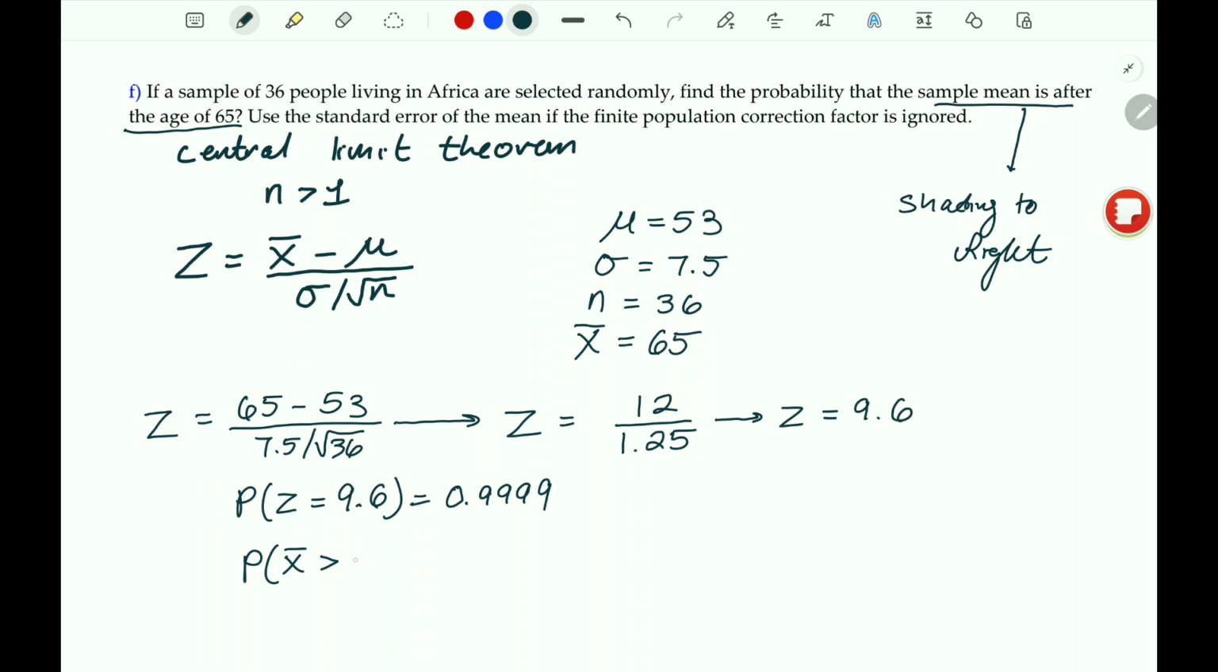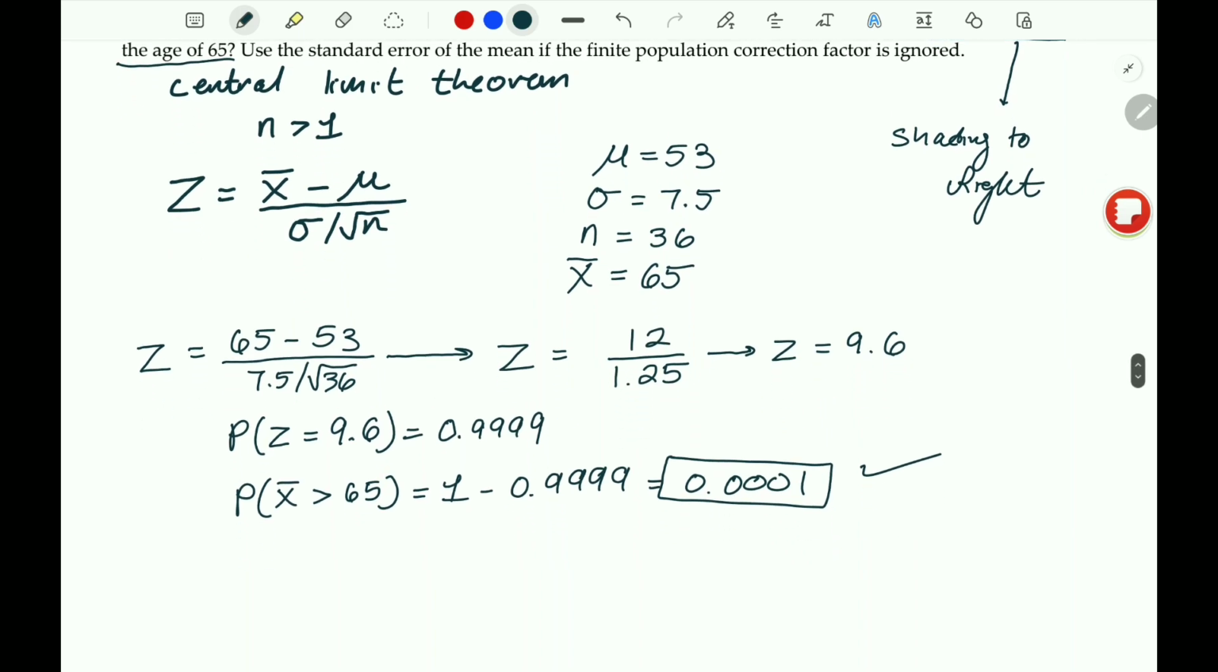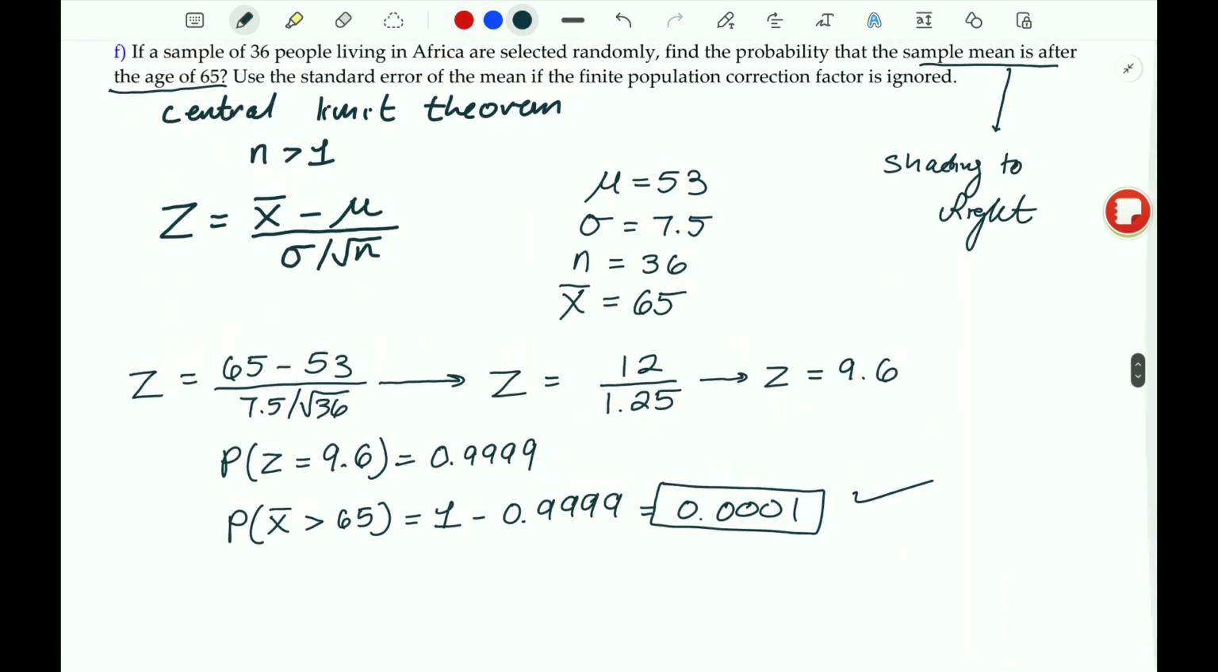So the probability that the sample mean is greater than 65 is 1 minus 0.9999, which is going to be 0.0001. And that is the answer to this question. And that is it for question number 25.